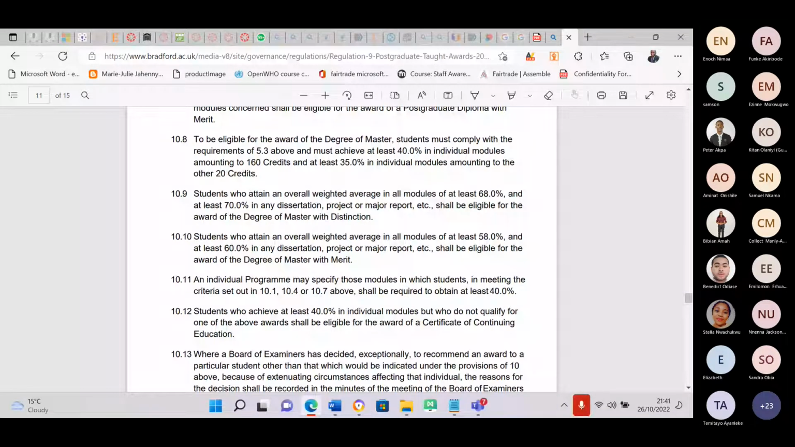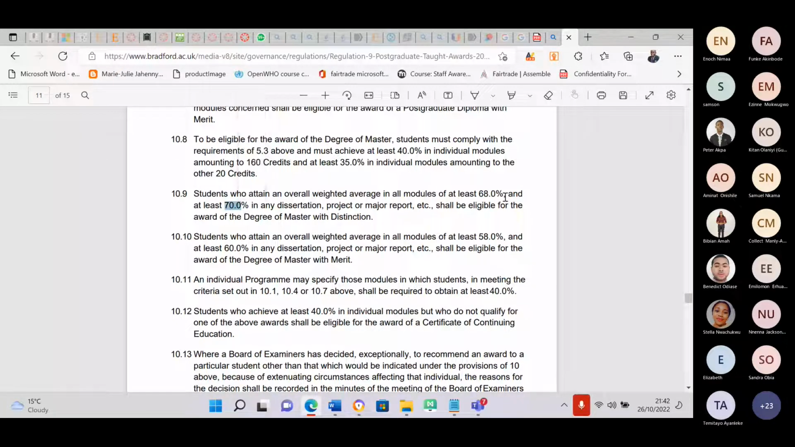Now, section 10.9 should be your target. You must have at least 70% in your dissertation. Are you getting me? 70% in your dissertation. And are you seeing that keyword? So dissertation is rated differently. Don't joke with it. It is rated differently. It is on its own.